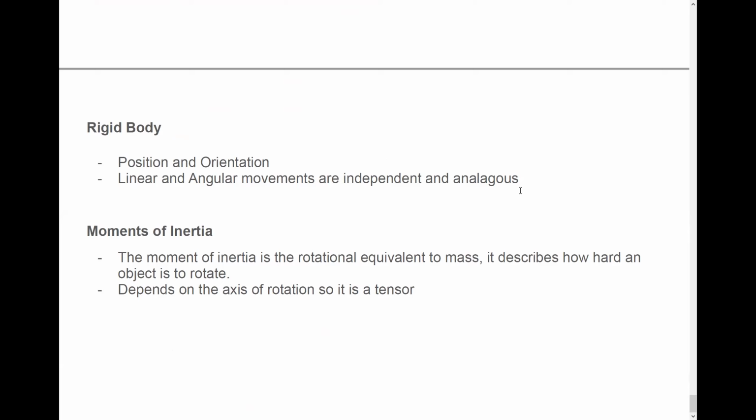Then moments of inertia, this is the rotational equivalent to mass. It describes how hard it is to rotate an object, and it depends on the axis of rotation. Therefore, it can be considered as a tensor.